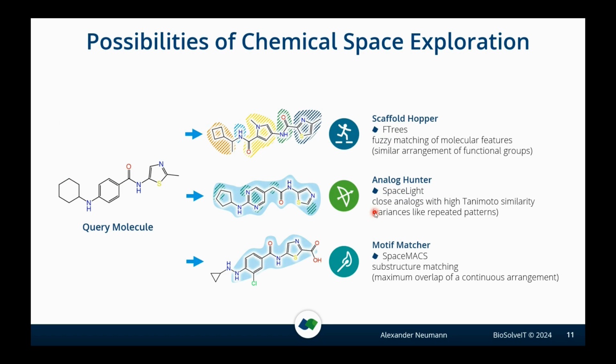And this is where our technology comes in. Today I would like to talk about the different methods. One of them is Scaffold Hopper, and the underlying algorithm behind this one is called FTrees. What FTrees and Scaffold Hopper do is search within our ultra-large chemical spaces for compounds sharing the pharmacophore flavor of a molecule. Very interesting for scaffold hopping, hence the name.